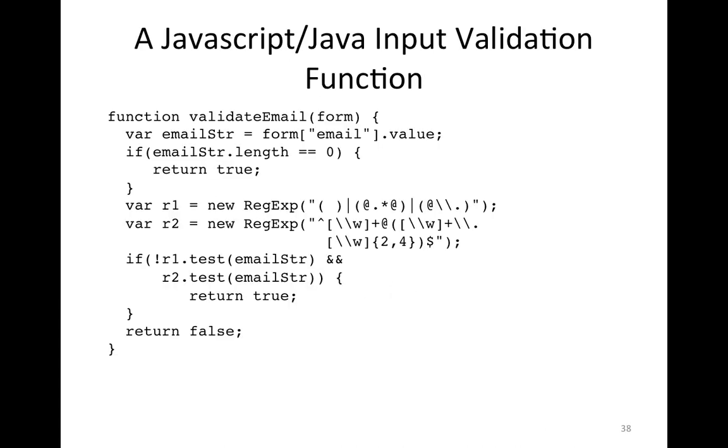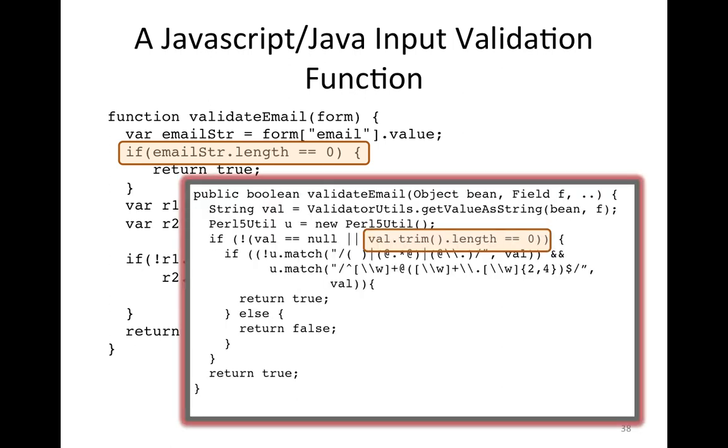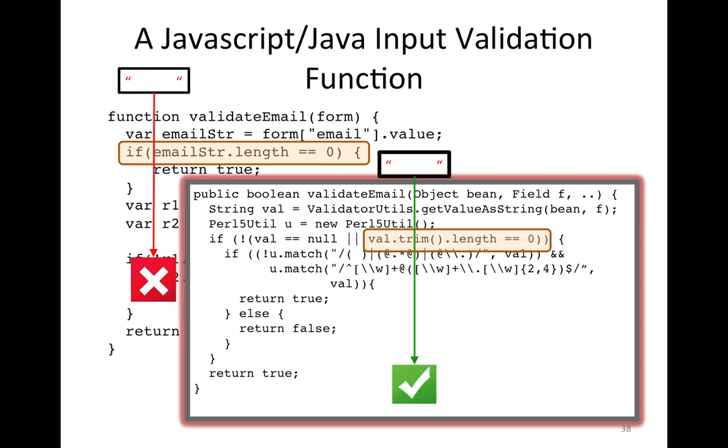Let me give you an example from a real-world JWE application of a client-side and a server-side function that are different. This is the client-side function written in JavaScript, and it validates email addresses. One of the things it does is that if the email address is empty, it will accept the email address. The corresponding function on the server side, the Java one, trims the input and then checks if the input is empty. What is the difference between the two? If we give an input of white spaces, the client is going to reject this input, saying that it is invalid, while the server side is going to accept the input, saying that it's valid. And this is a bad error, as we have said before.